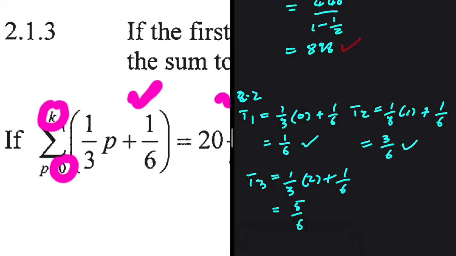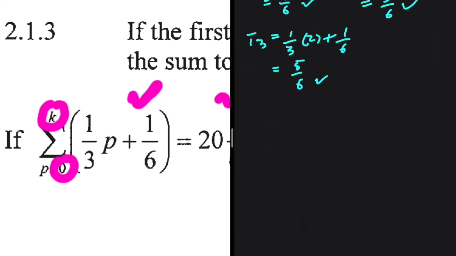T1, T2, T3. Let's see how our series looks. So we have 1 divided by 6 plus 3 divided by 6 plus 5 divided by 6. Do we have a common ratio or do we have a common difference? We need to determine whether it is geometric or arithmetic. 5 divided by 6 minus 3 divided by 6 is 2 divided by 6. 3 divided by 6 minus 1 divided by 6 is 2 divided by 6.